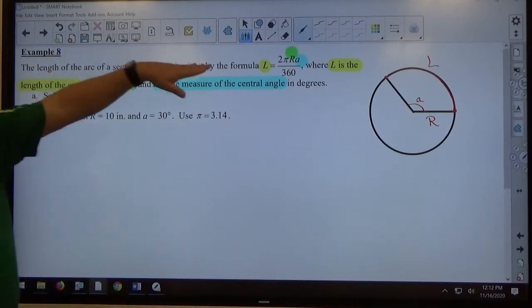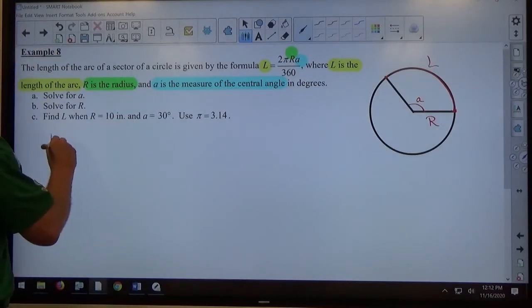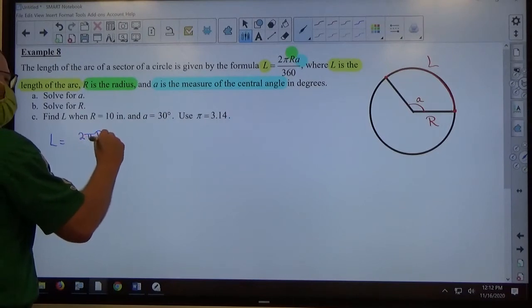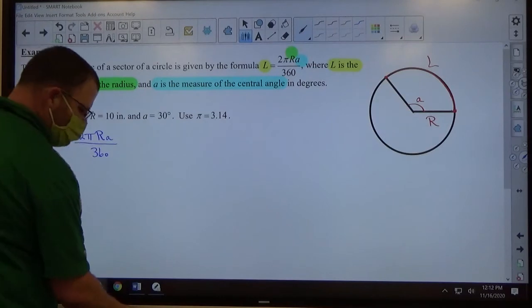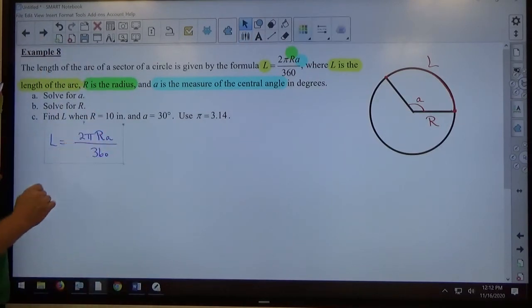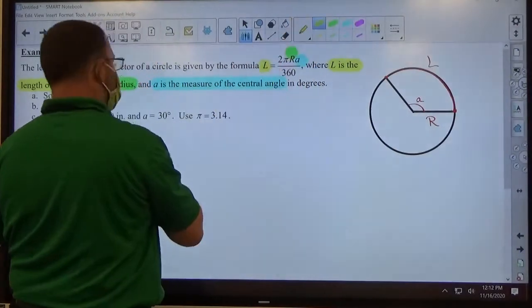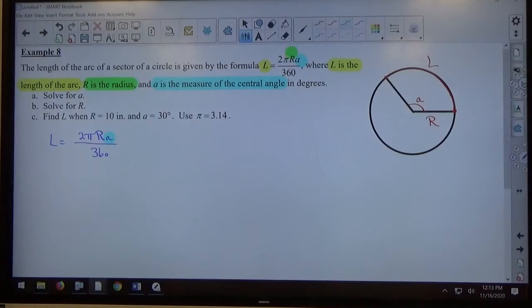So if you look at part A, it says solve for little a. Right now it says L equals, right? So my formula starts off saying L equals 2 pi capital R lowercase a over 360. For part A, I want to get A equals.